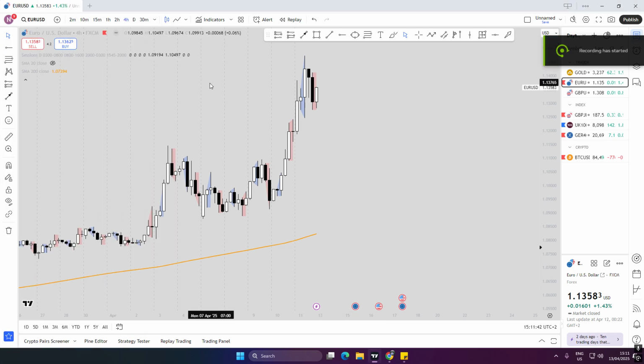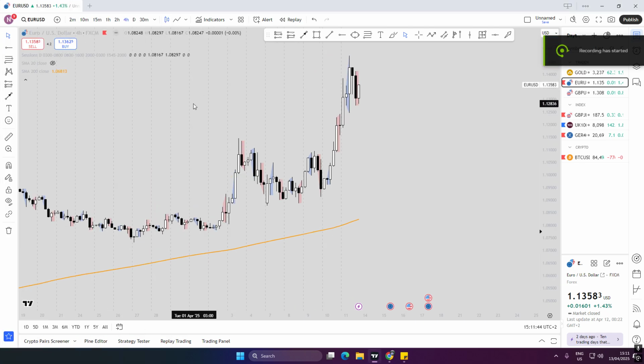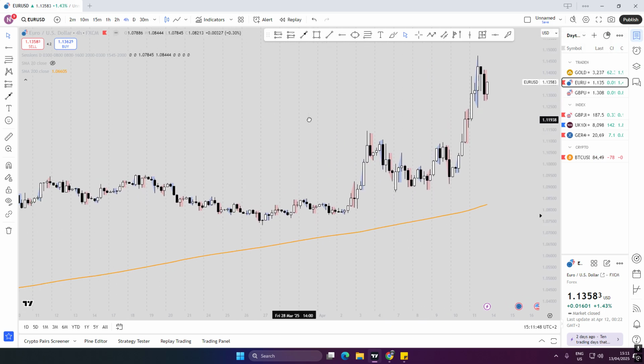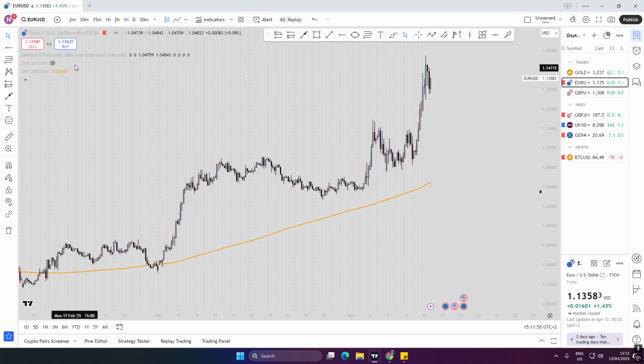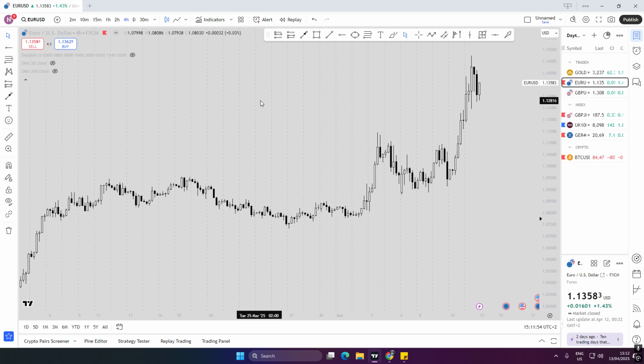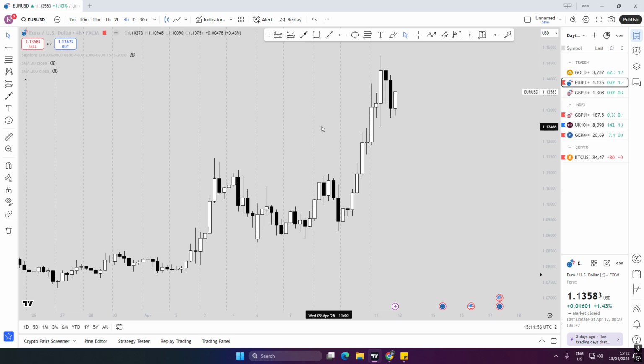Hello guys, in this video I'm going to explain how to look at the market structure, when to buy and when to sell. For me it's very simple, but for you guys it has to be simple as well. If you look at the chart, let's look at gold for example.